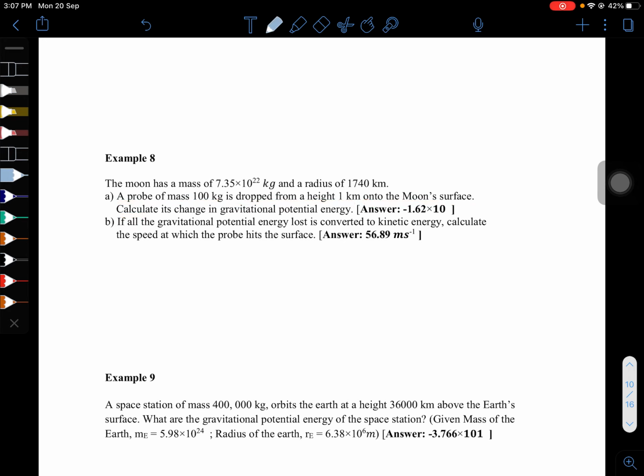So what happened over here is we have a moon over here. Okay, the moon is not like that, it's round like this. Okay, so I'm going to draw two moons. Okay, so we have a probe of mass. It's dropped from a height of 1 kilometer. So let's say this is 1 kilometer. So let's say this is your probe of mass, like a satellite, and then it drops onto the moon surface. So here as well. Okay, so calculate its change in gravitational potential energy.